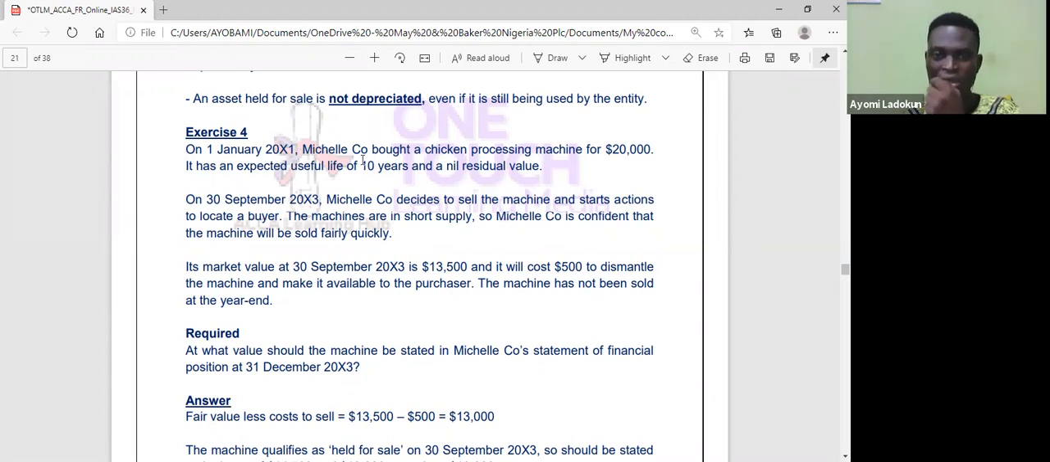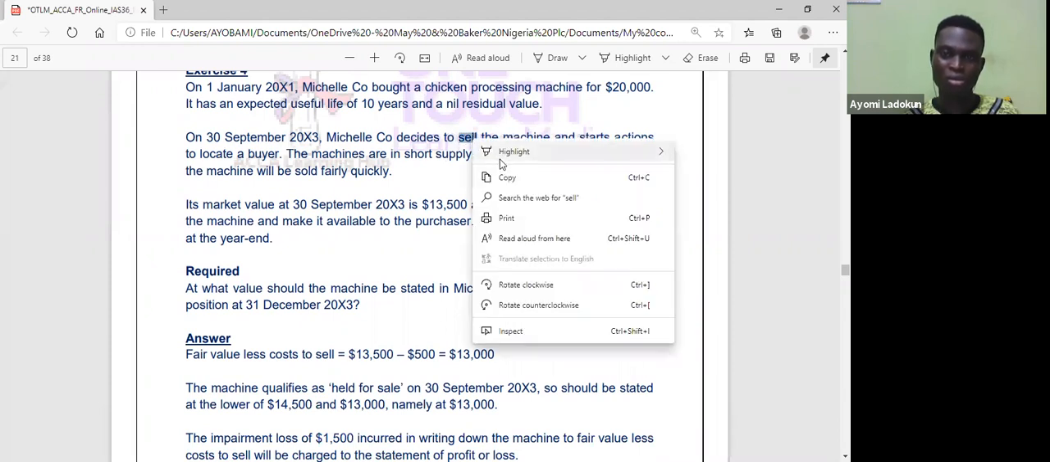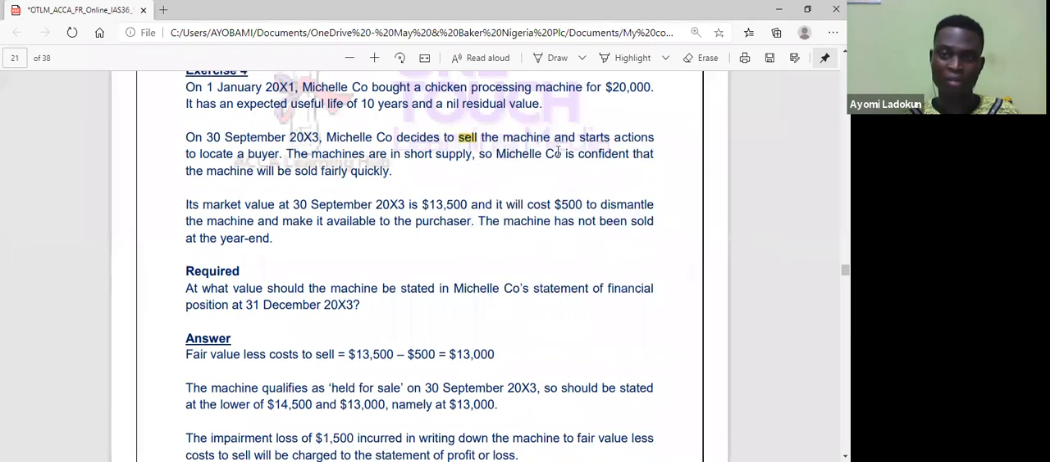It had an expected useful life of 10 years and a nil residual value. On 30th September 2023, Mitchell Co. decided to sell. Can you see? So we wanted to sell. So this might be IFRS 5, okay? The machine, and started actions to locate a buyer.